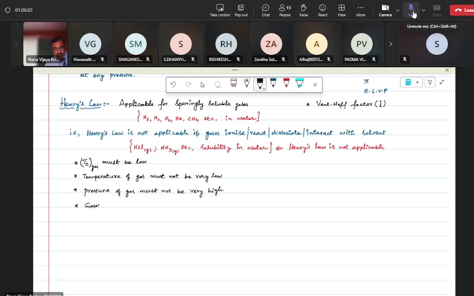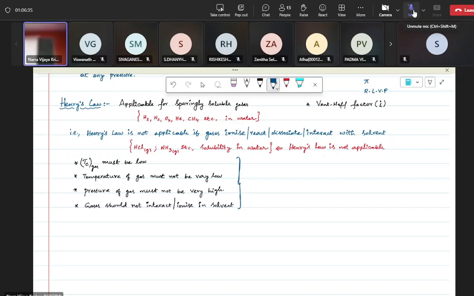Gases should not interact or ionize in solvent. If these four conditions are satisfied, then I can apply Henry's law. If a gas is obeying all the four conditions, then I can apply Henry's law.